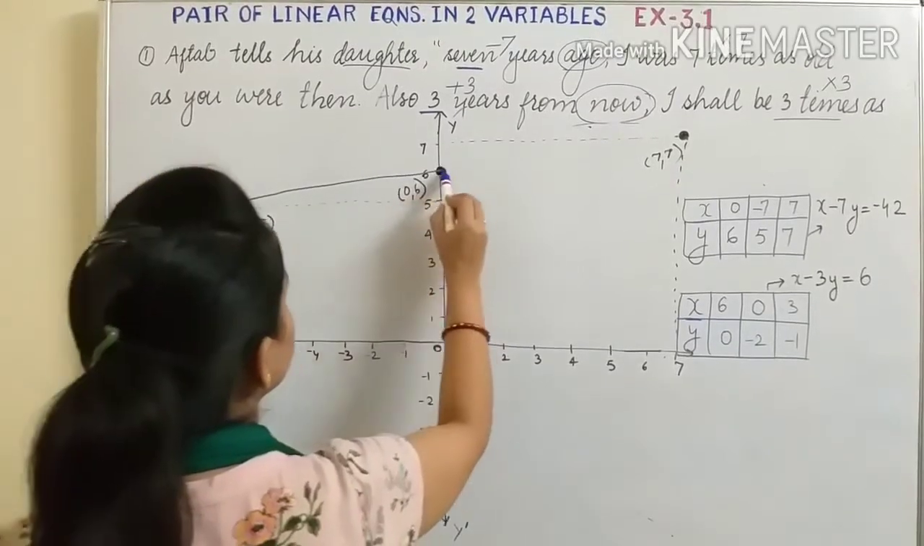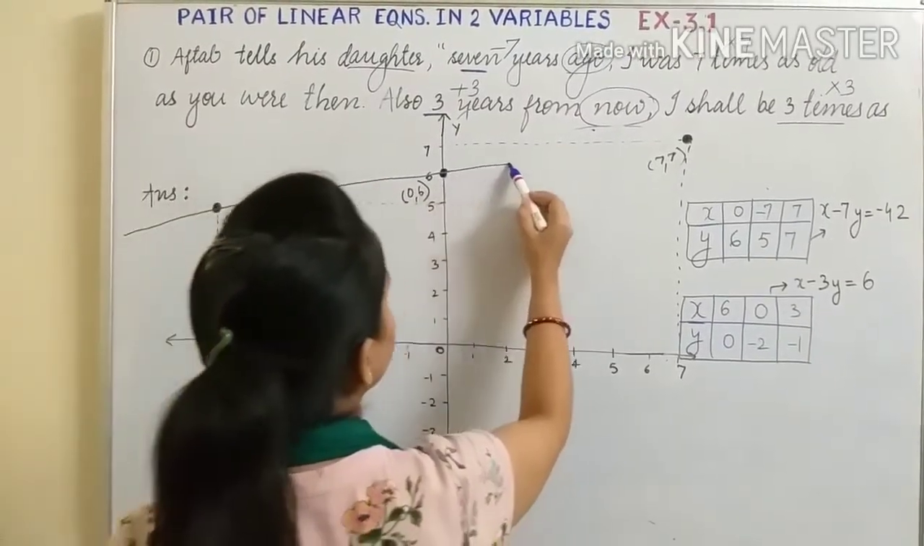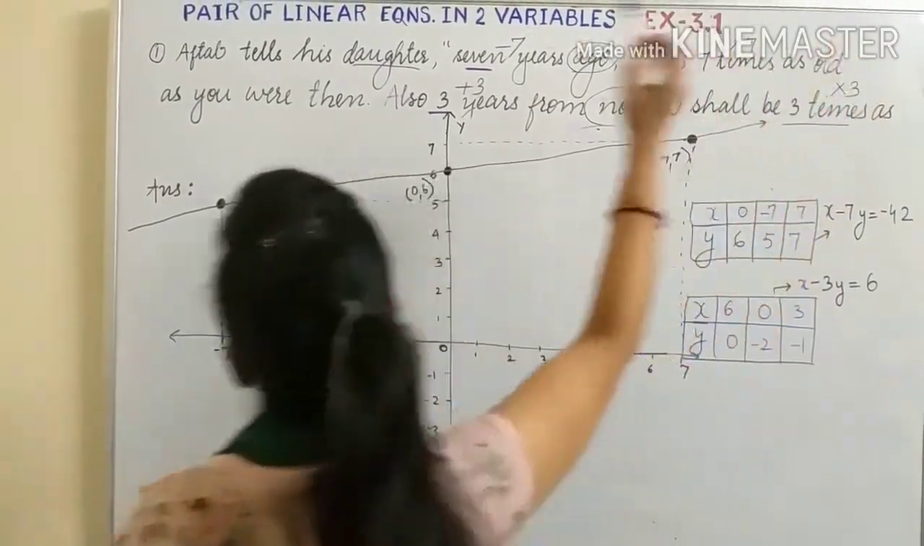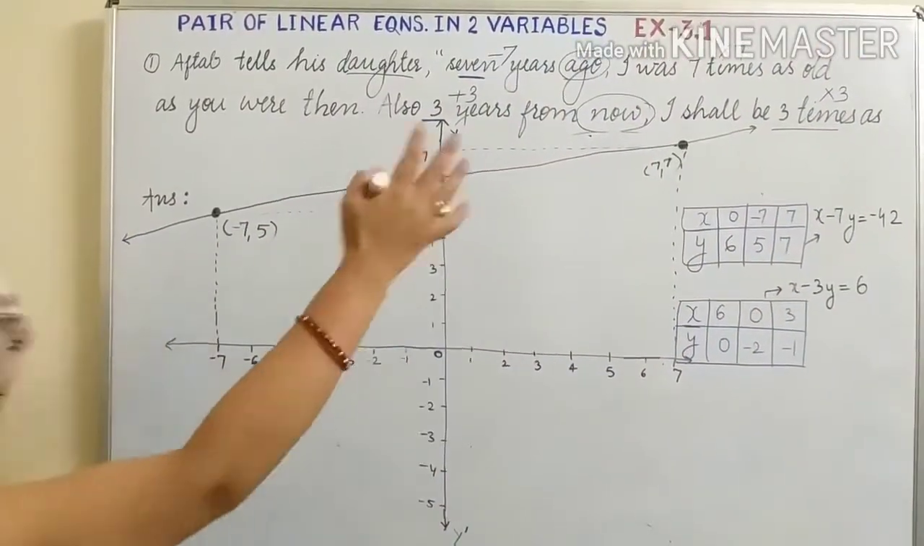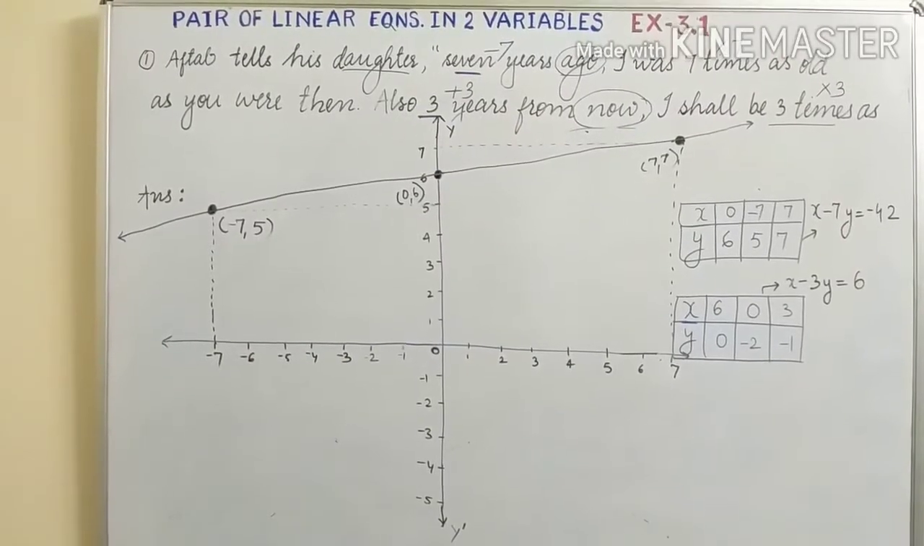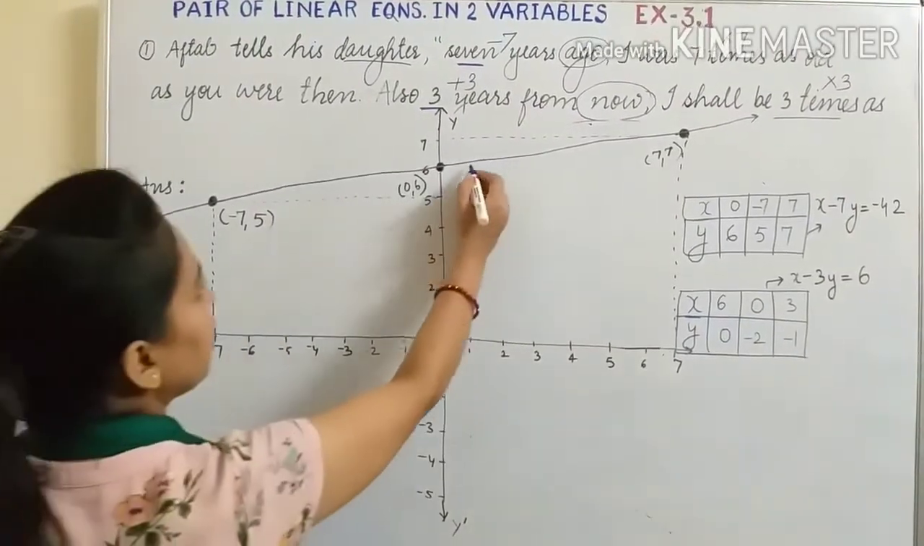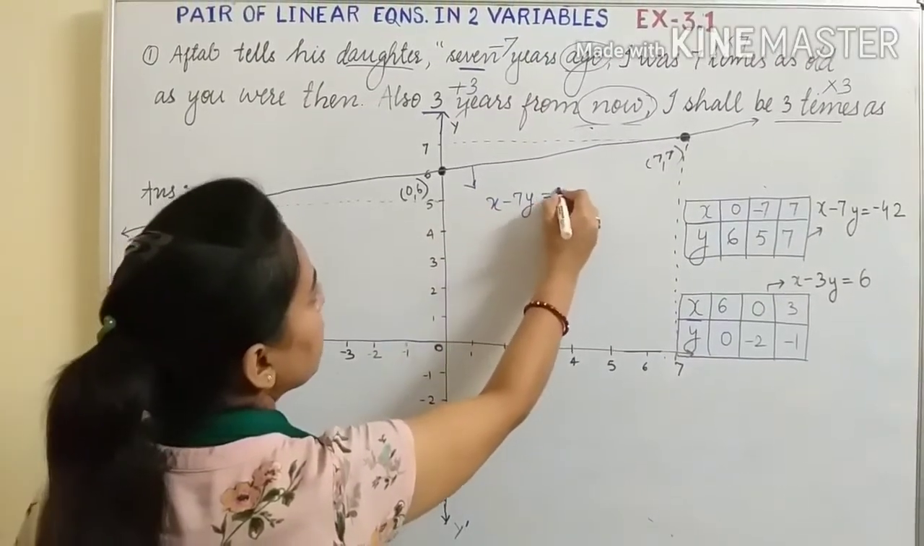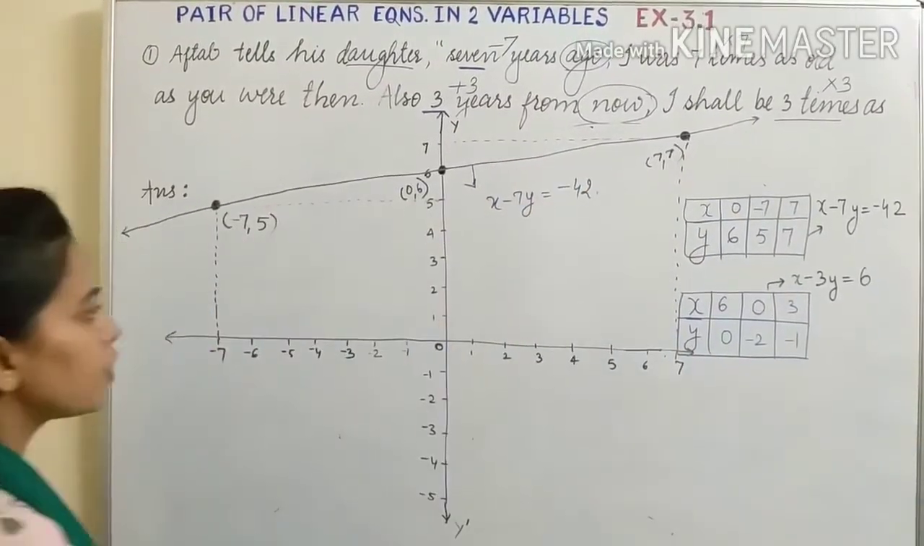You will use the scale for this. I am drawing it free-handed. You can extend it up to anywhere. So this is the first line and now we will write the name of this also. This was x minus 7y equal to minus 42. This is the first equation.